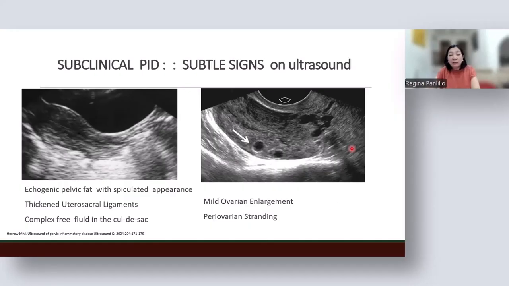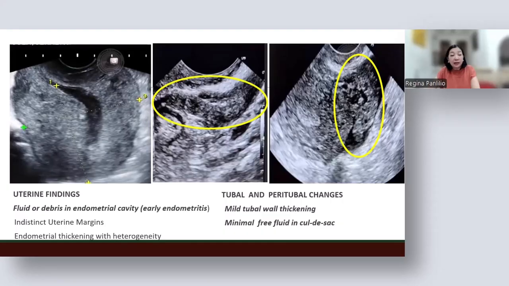The ovaries may appear enlarged. The follicles are pushed peripherally with prominent borders because of ovarian edema. Again, there can be peri-ovarian stranding or bright echogenic outlining because of the inflammation. In the uterus, there can be fluid or debris within the endometrial cavity, such as in early endometritis, or indistinct uterine margins or even endometrial thickening.